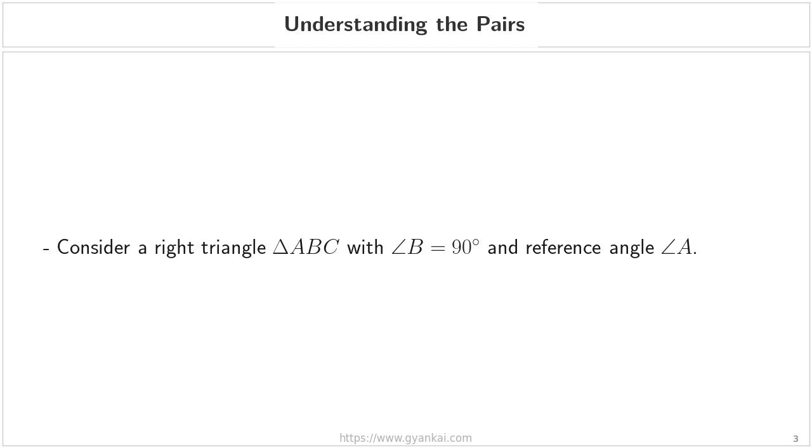Understanding the pairs. Now that we've established the general concept of what a reciprocal is, let's move from abstract fractions to a concrete geometric example. To help us visualize these trigonometric pairs, let's consider a right-angled triangle, labeled ABC. In this triangle, angle B is a right angle, measuring 90 degrees. We will be using angle A as our primary reference angle for all the ratios we are about to discuss. Keep this triangle in mind, as we will use its sides to define the sine, cosecant, cosine, and secant relationships in the next few slides.